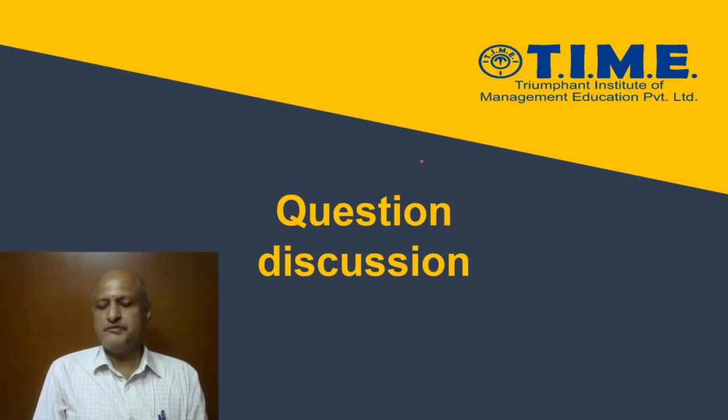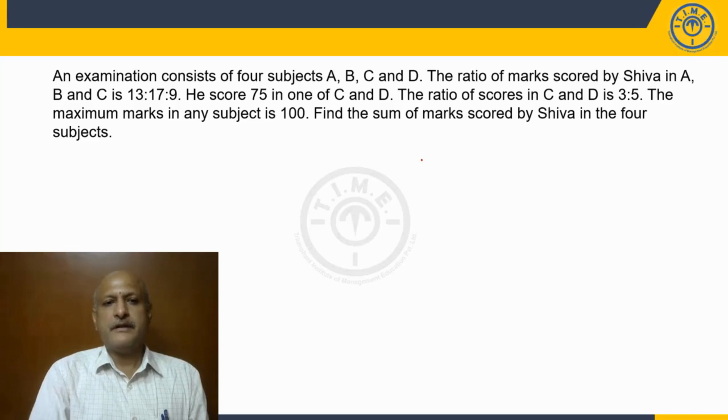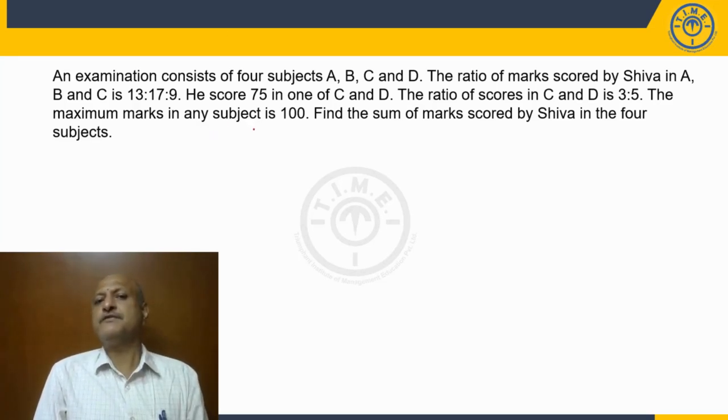In this series of questions which we are discussing, let's discuss another question. This is a question in ratios. An examination consists of 4 subjects A, B, C and D. The ratio of marks scored by Shiva in A, B and C is 13:17:9. He scored 75 in one of C and D. The ratio of scores of C and D is 3:5. The maximum marks in any subject is 100. Find the sum of marks scored by Shiva in the 4 subjects.